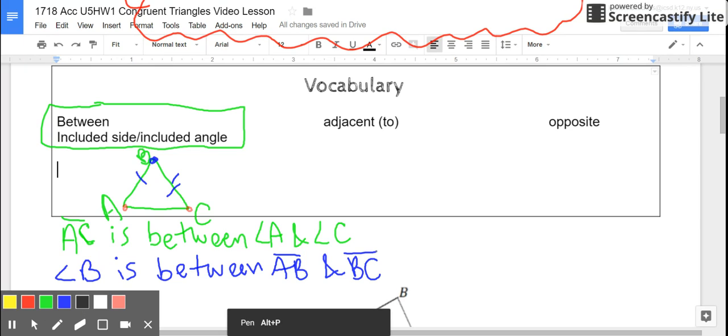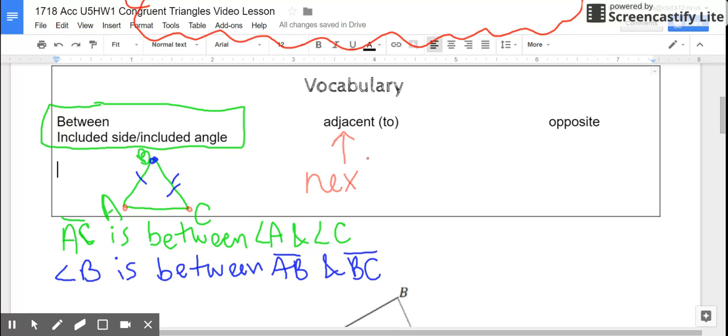The next vocabulary word that we're going to talk about is adjacent. We could say something is adjacent to. Adjacent means next. Or more specifically, adjacent to means next to. So if we look at our triangle that I've drawn to the left, I could say that side AC is adjacent to angle A. I could say that side AC is adjacent to side AB. Adjacent means next to.